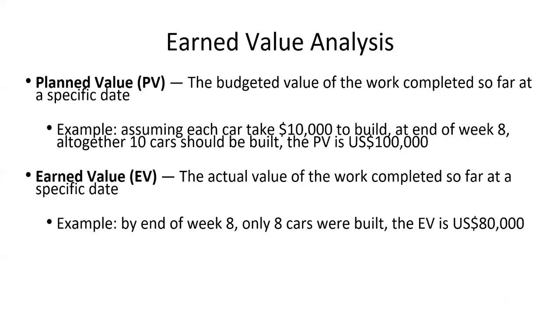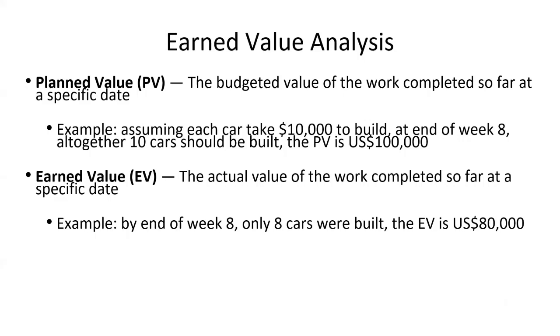So towards the end of the project, the planned value at week 8 should be $100,000. Similarly, there is something called earned value. Earned value is the actual value of the work that you have completed so far. The planned value is the planned work that has to be completed at that point. Earned value is the actual value of the work that is completed at that point. So again, for instance, our planning was to build 10 cars in 8 weeks, but at the end of 8 weeks we were only able to build 8 cars. So our earned value is $80,000.